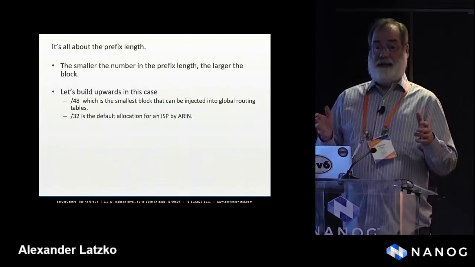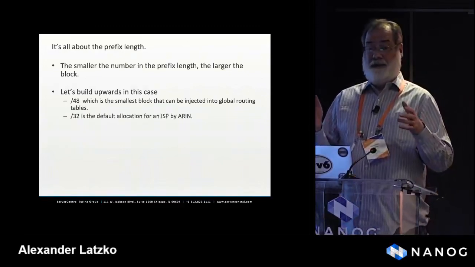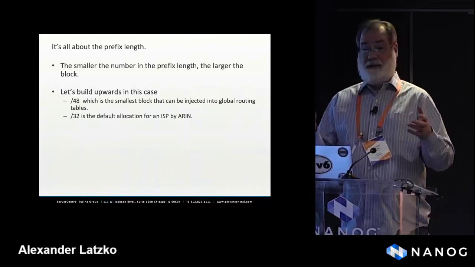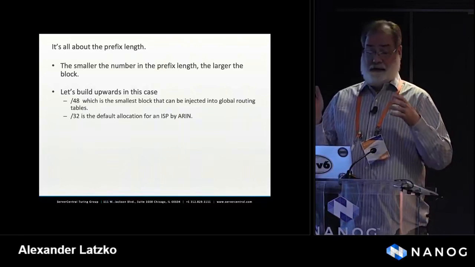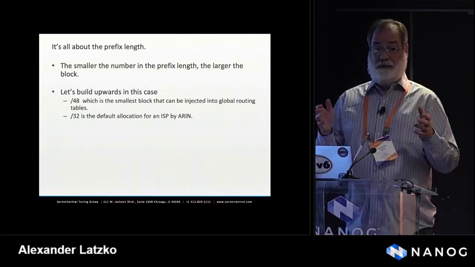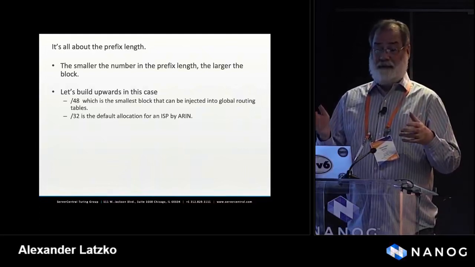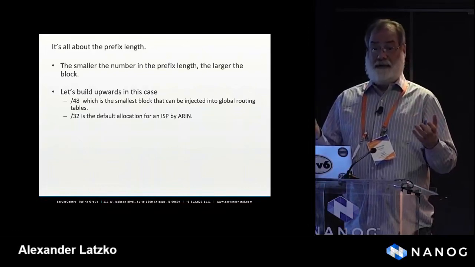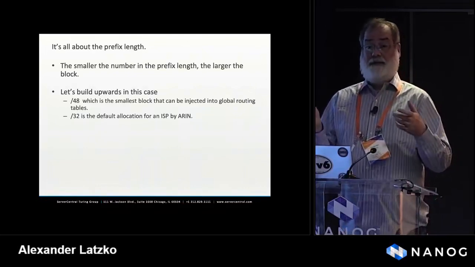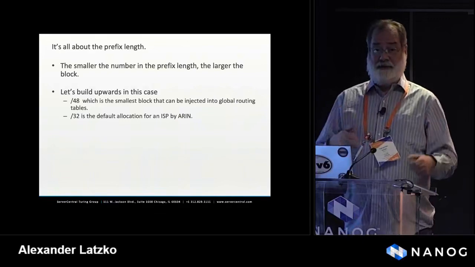/32 is your default allocation for an ISP. We're in the United States. We're all ISPs here for the most part. So /32 is what ARIN will give you. RIPE will also give you a /32 as your initial delegation. Other RIRs do different things for ISPs. The rules are entirely different for end users.